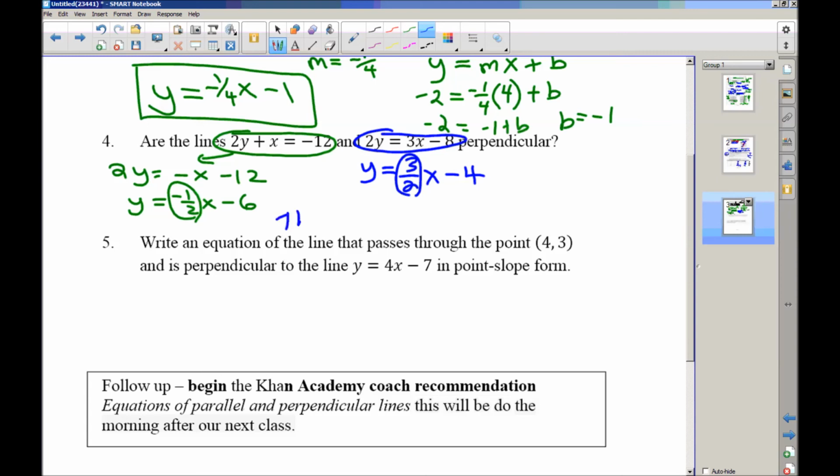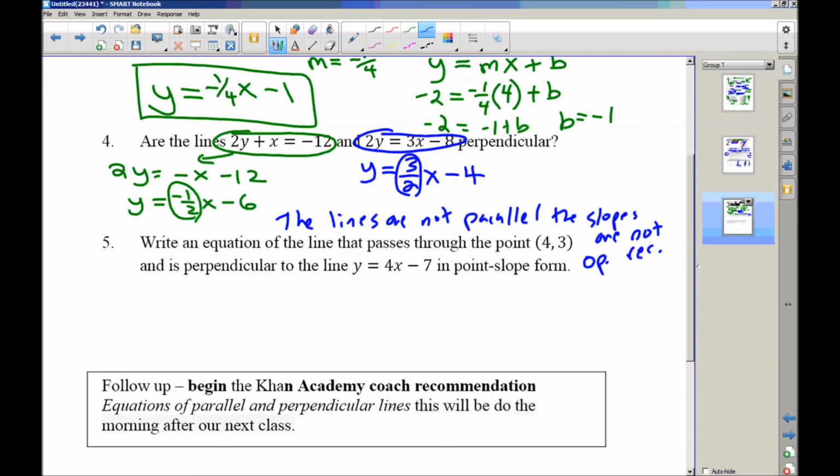So the lines are not perpendicular. The slopes are not opposite reciprocals. Okay.